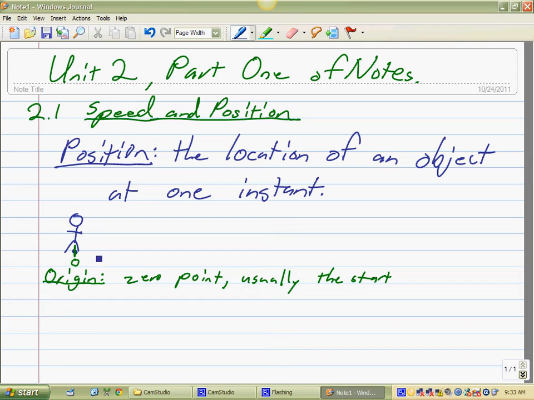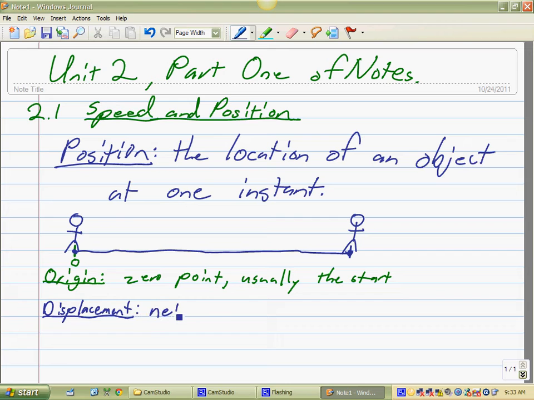So let's say our person decides to go for a walk across the page, and they walk to another point right here, and they're now standing. So they moved. They moved to a second position. They're in a different spot. So if we change our position, that's something that is called displacement. And that's the net change in position.